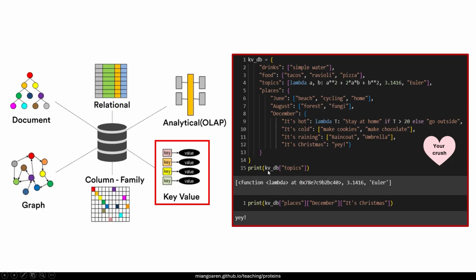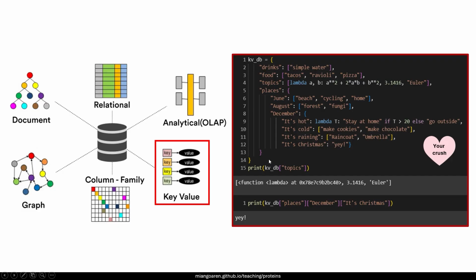So when I ask it to print the topics key, what Python returns here is precisely a function like this, which would be a lambda, which is practically a square binomial. Then it prints the number 3.1416 and prints the Euler string. And when I ask it to print information that is a little more developed, such as the key of places in particular, then I access the month of December and tell it that it is Christmas. The information we have as a result now is a J.